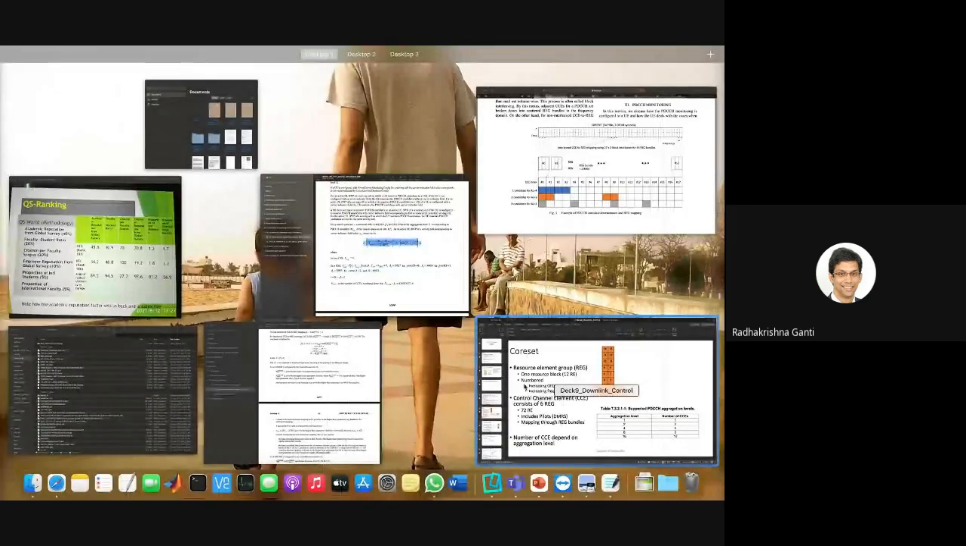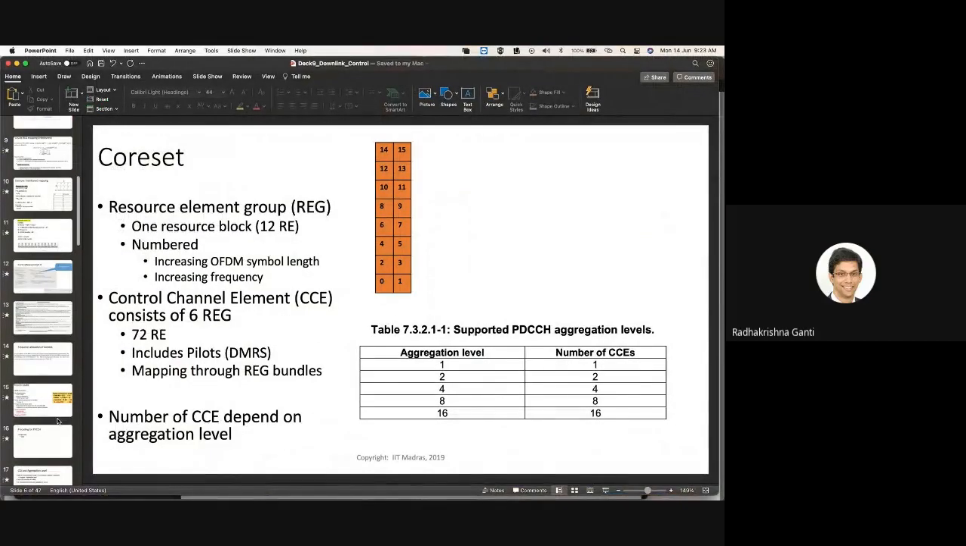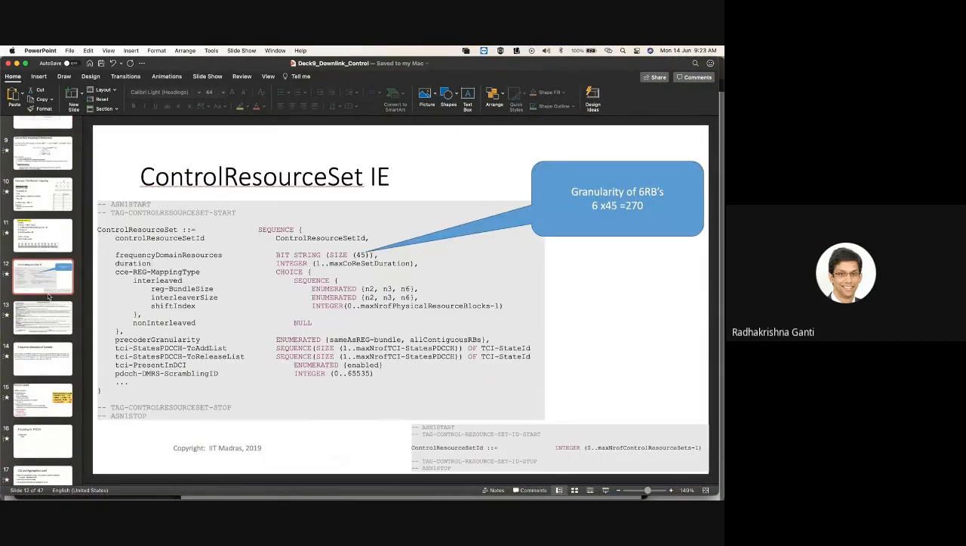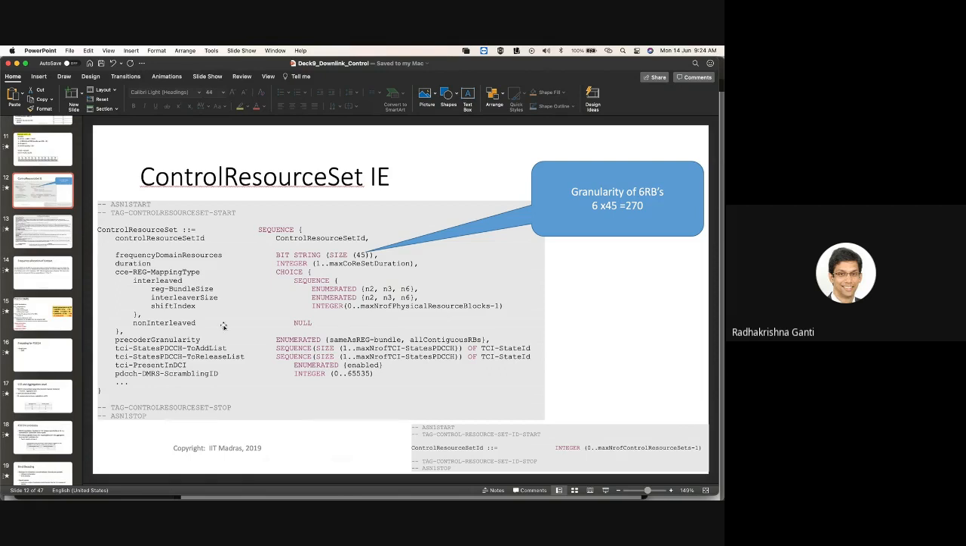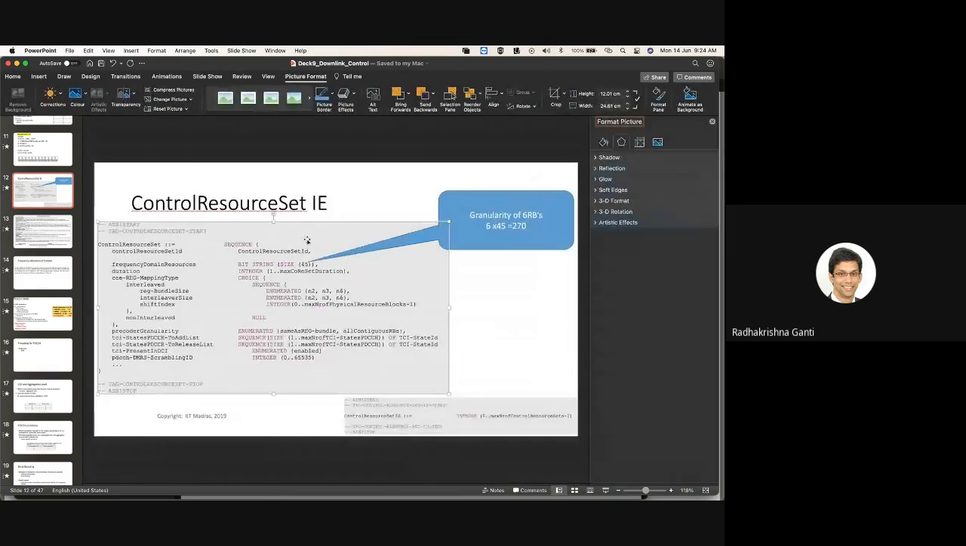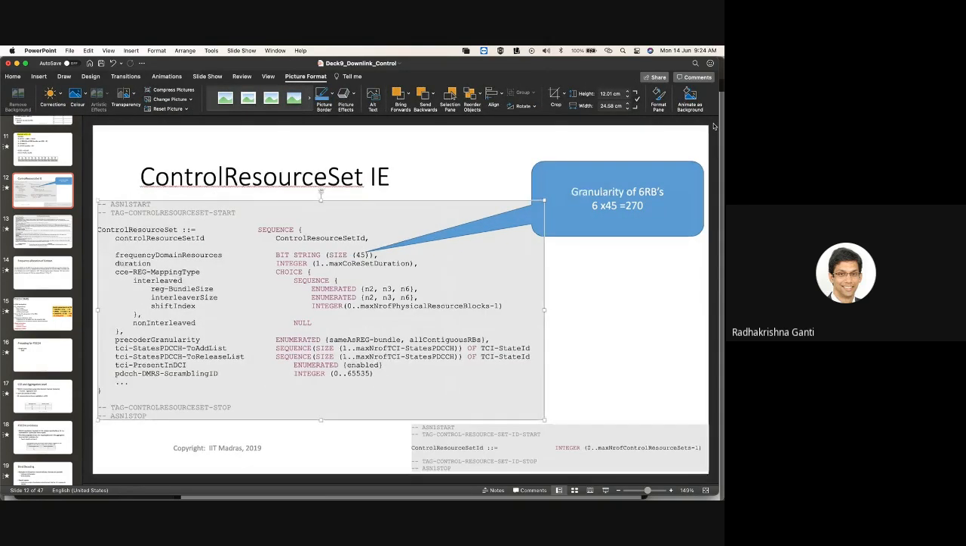I'll show you a few more things. Just hold on. This is something I did not tell you, and we did not go through it carefully. You can see my core set IE. Every core set has its core set ID. Of course, there are other parameters which we saw: frequency domain resource, duration, and interleaved or non-interleaved. But a core set is also identified by the control resource set ID. The control resource set ID is nothing but an integer that identifies the core set number.